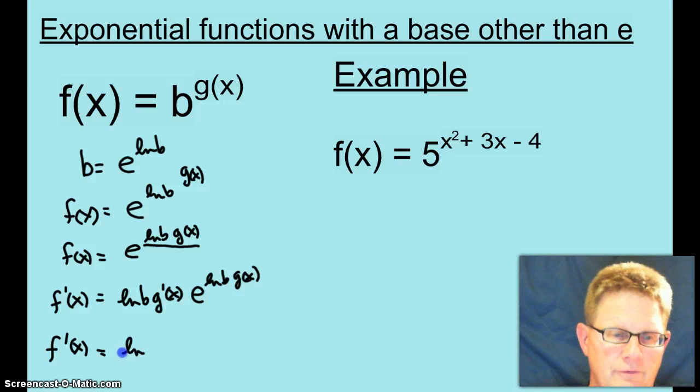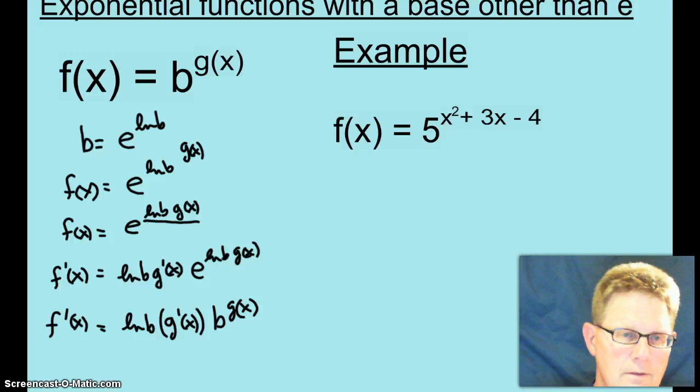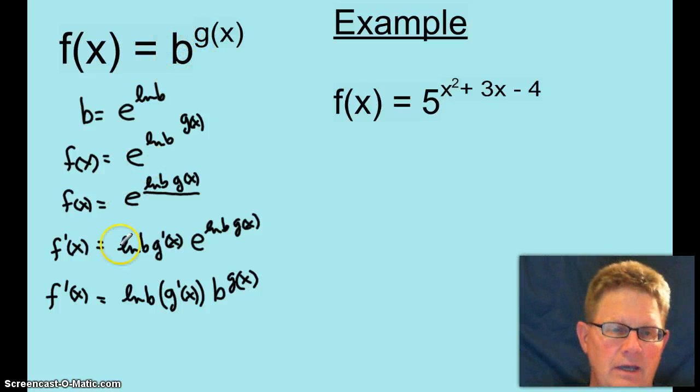So the natural log of the base times the derivative of the exponent, and this is just b again. Let's put it back to its original form, b to the g of x. So the derivative of any exponential other than e: take the logarithm of the base, multiply by the derivative of the exponent, and then multiply that all by the original exponential.